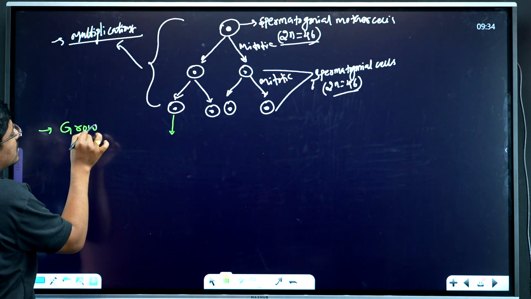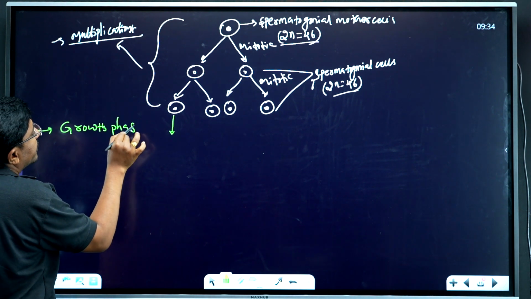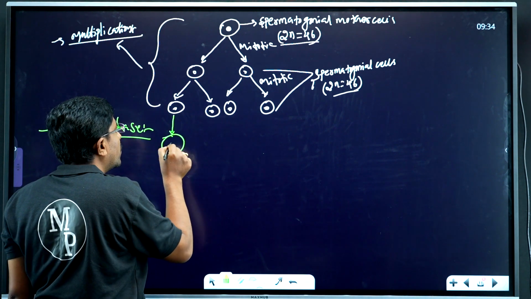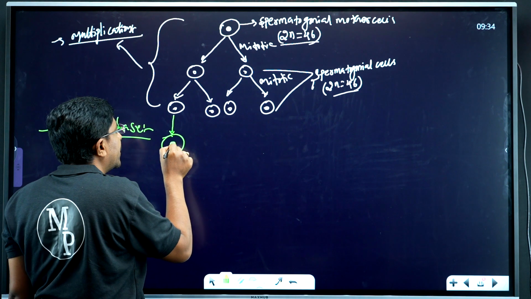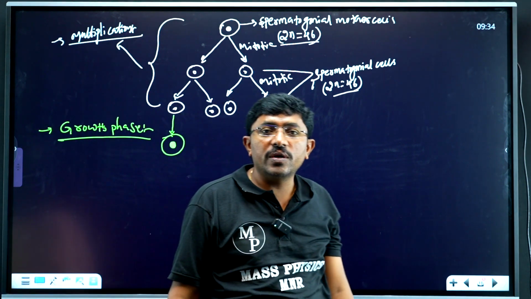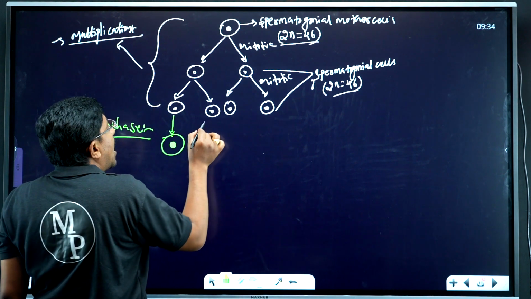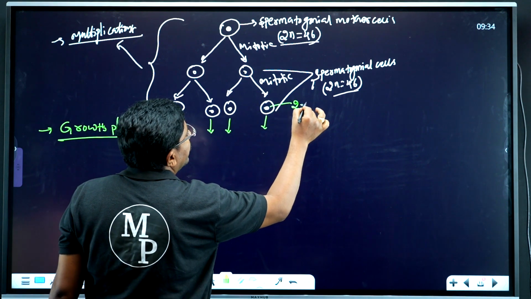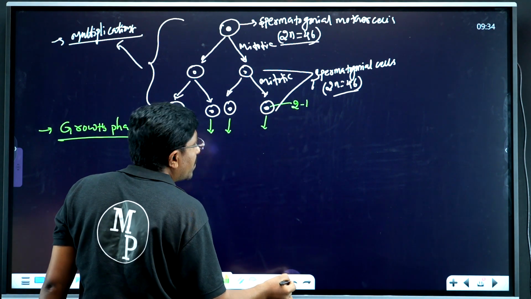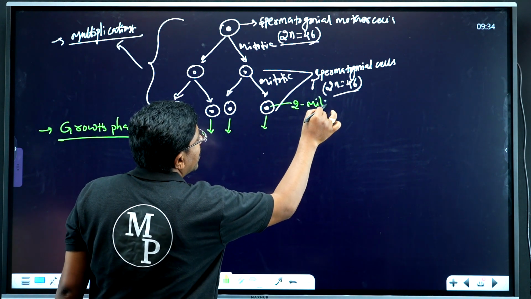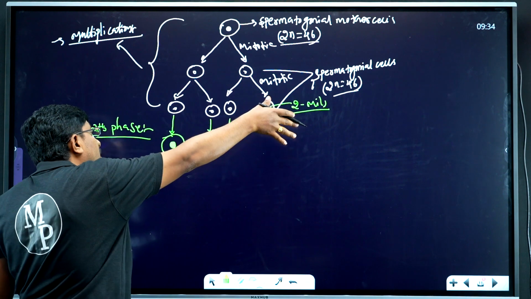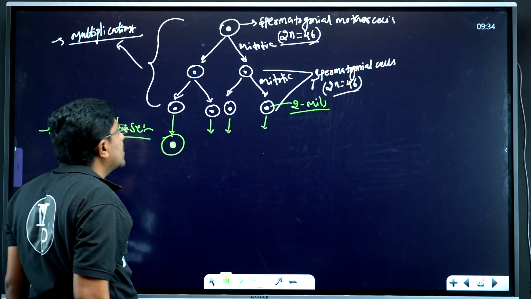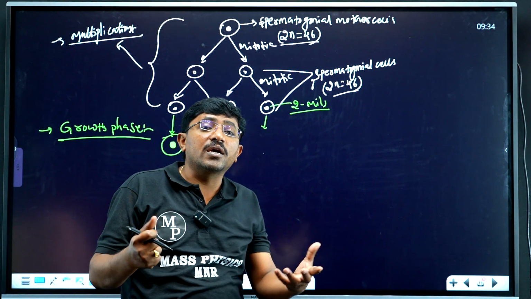The second phase is the growth phase. In this growth phase, what happened? The small sized spermatogonial cells increase in size. Say, after completion of the growth phase, for example, 2 millions of spermatogonial cells are there. These 2 millions of spermatogonial cells all at a time complete the growth phase, and the size of the spermatogonial cell is increased.